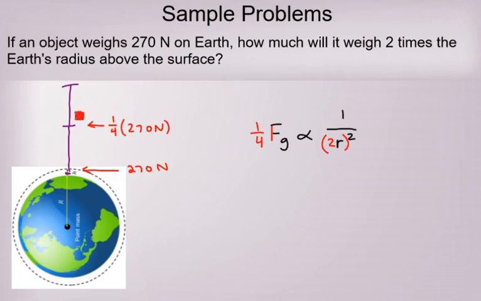Whereas if I moved this object there, I've now tripled the distance from where I was initially. And so if I do 1 over 3 squared, I'm going to get 1/9 of the gravitational force. Or in other words, at this location, the object is going to feel 1/9 of that 270 newtons. And so to answer the question, 30 newtons of gravitational force will be experienced when the object is that far from the Earth.